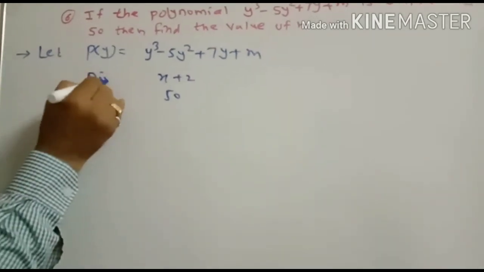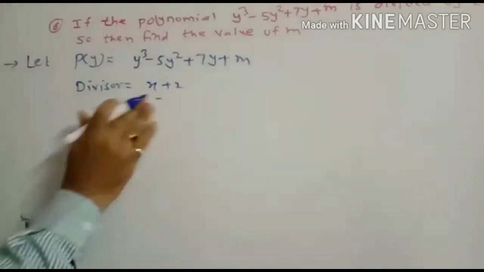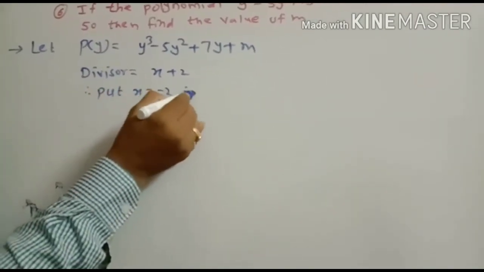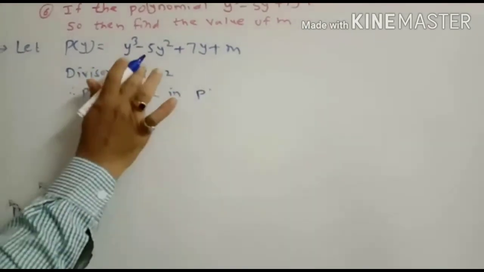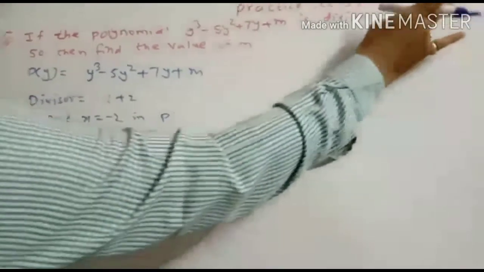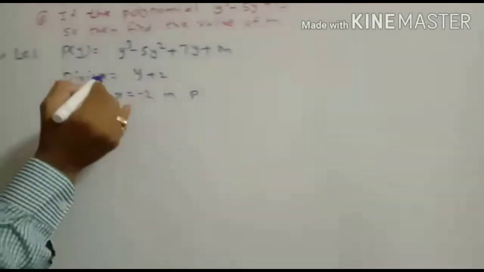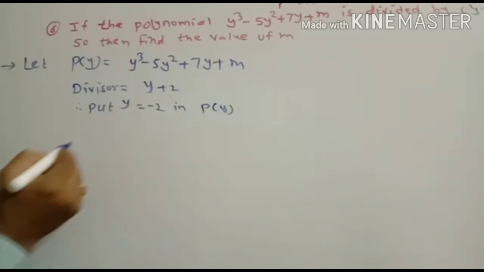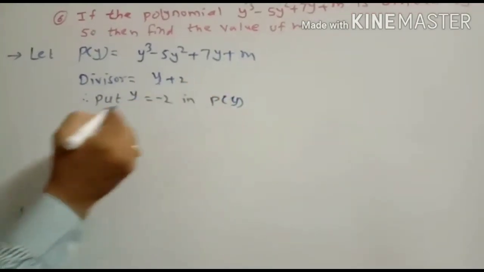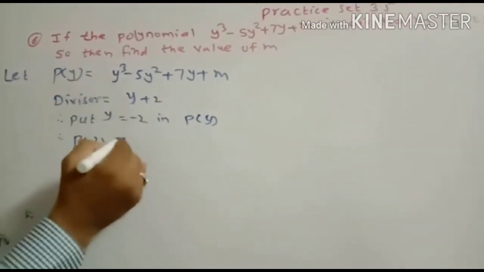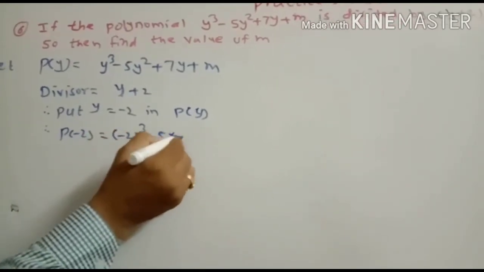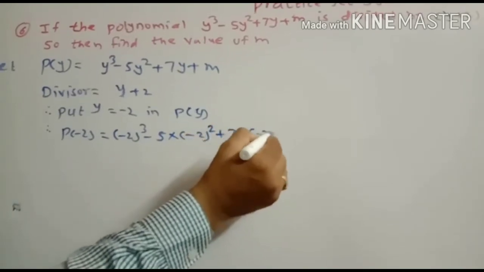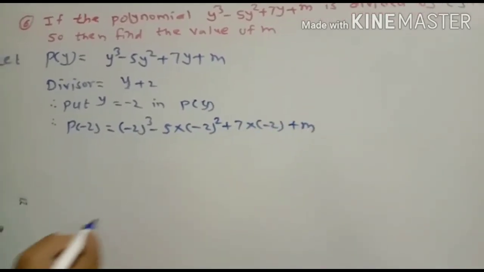Now the divisor is given, y plus 2, and therefore put y is equal to minus 2 in P of y. Therefore P of minus 2 is equal to cube of minus 2 minus 5 y square, means minus 2 square, plus 7 into y, that is minus 2, plus m.